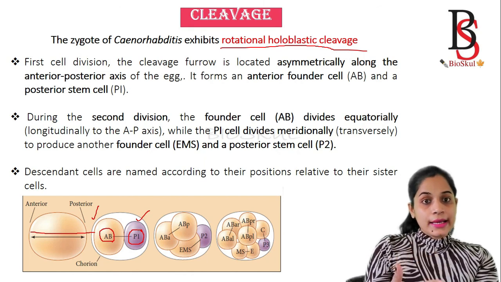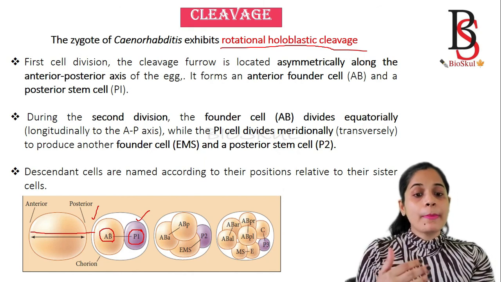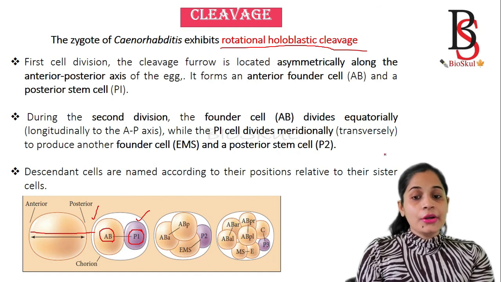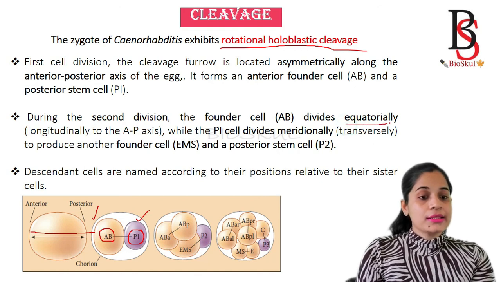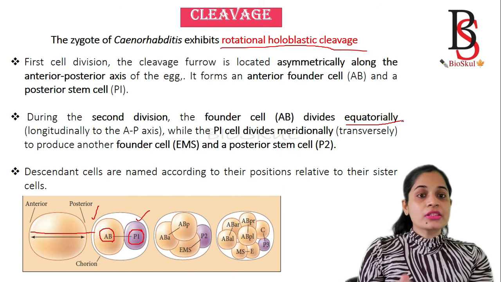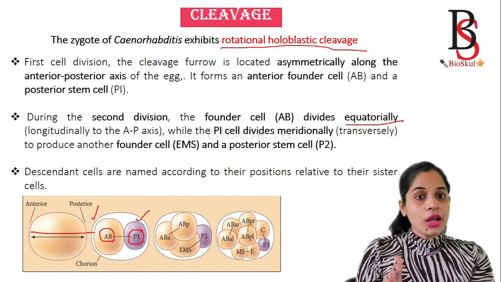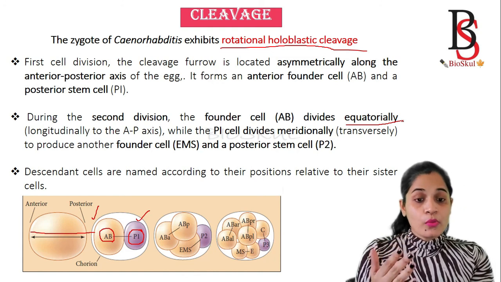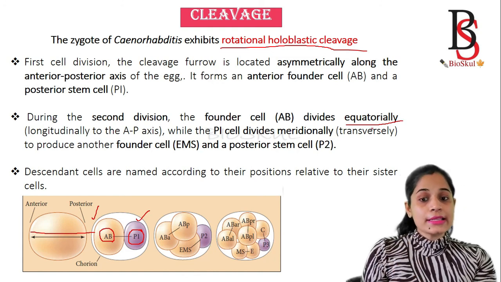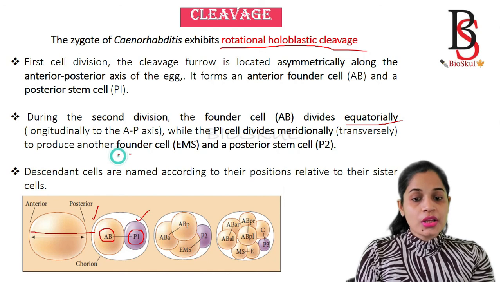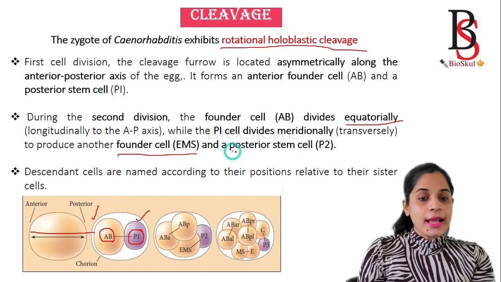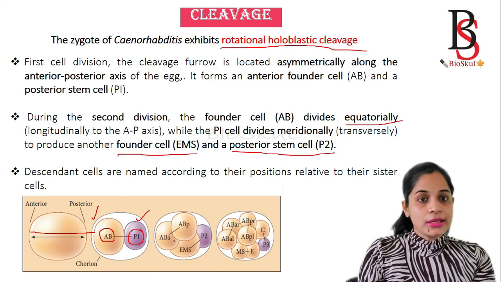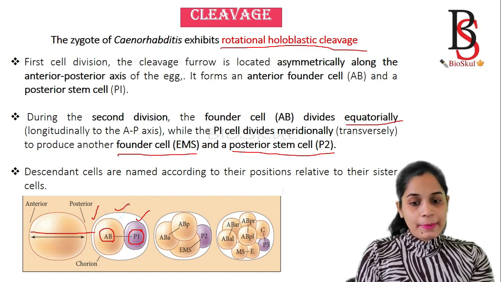Then during the second division, what will happen? The founder cell, AB, will divide equatorially, that means longitudinally to the anterior posterior axis. Whereas the P1 cell divides transversely to produce one founder cell and a posterior stem cell. Okay, this is the first cleavage.